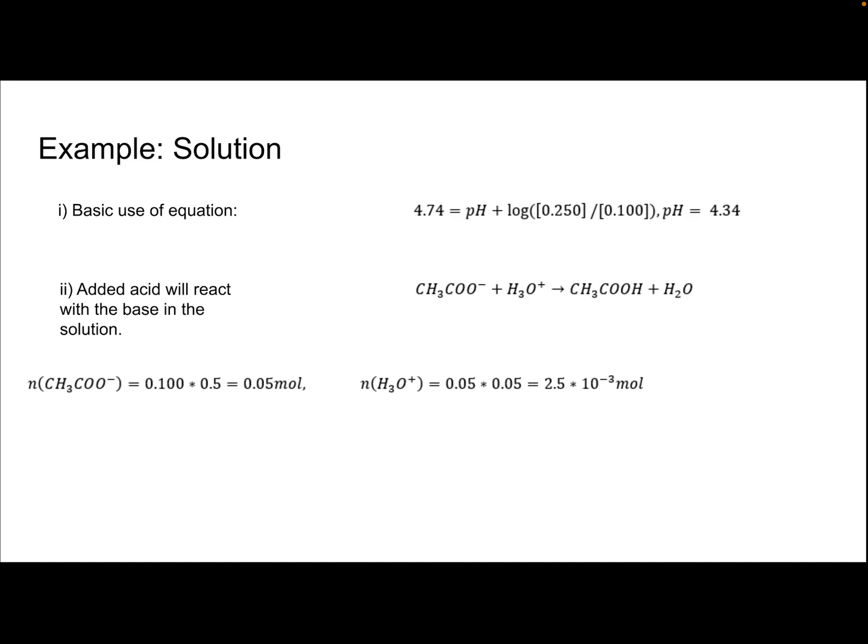So the amount of hydronium is going to be equal to the concentration of HCl multiplied by the volume added, which is 50 milliliters or 0.05 liters. So the amount of hydronium added is 2.5 times 10 to the power negative 3 moles. This 2.5 times 10 to the power negative 3 moles is going to react with 2.5 times 10 to the power negative 3 moles of CH3COO minus in order to give us our ethanoic acid and water.